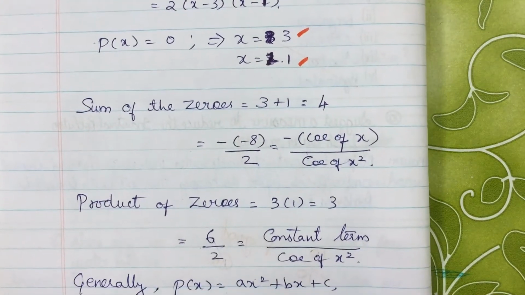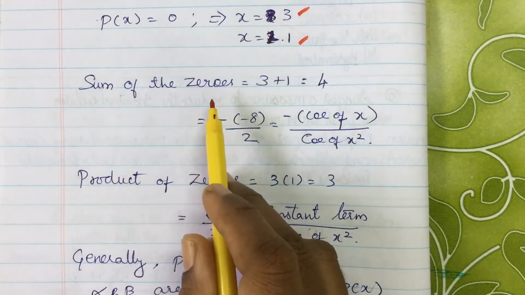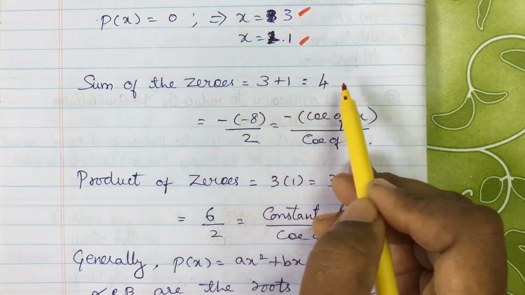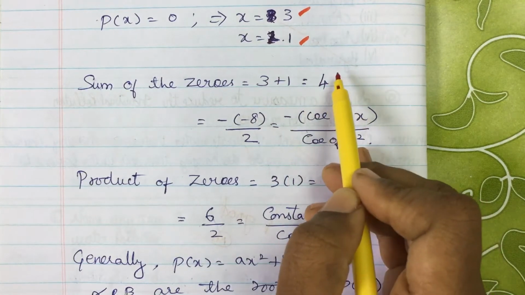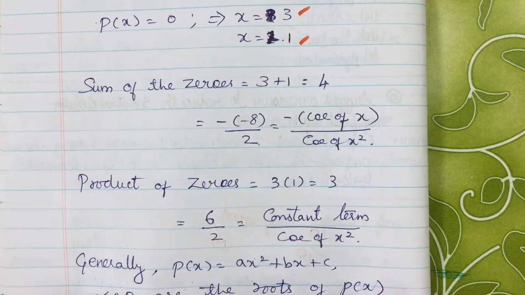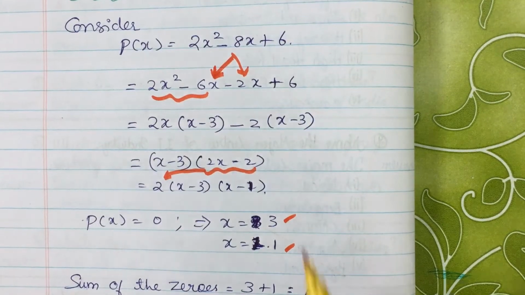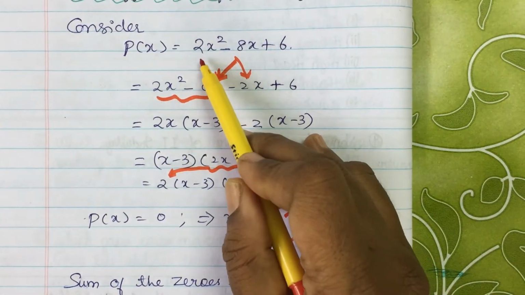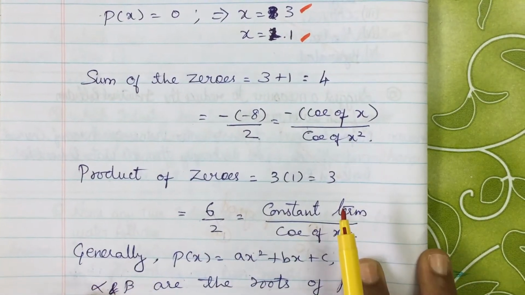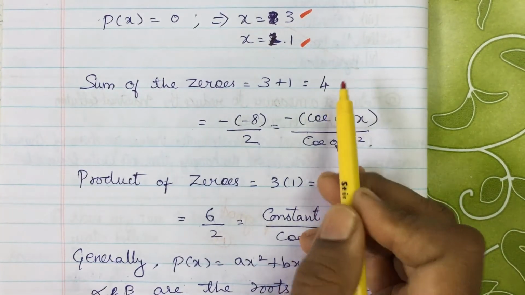And then some new concept you are going to learn here. If you observe the pattern, what is the sum of the zeros? Sum of the zeros is just adding these two zeros. 3 plus 1 will get you 4. What I am going to do with this 4 is rewrite it with the numbers available in your given equation. What are the numbers in the given equation? 2, 8 and 6.